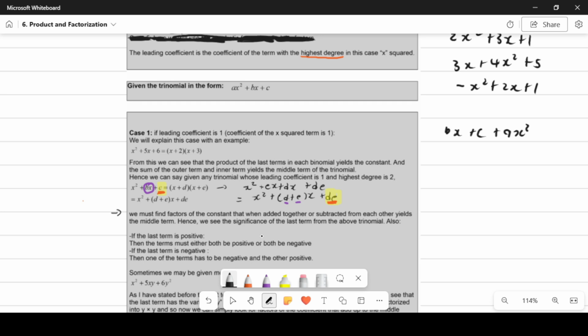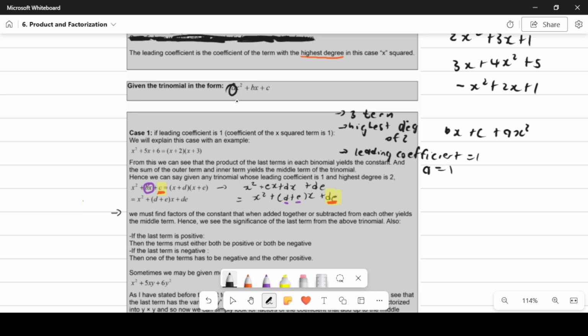Otherwise, all of the rules below it, everything that we discuss thereafter, will not apply. So, case 1: if the leading coefficient is 1, the coefficient of the x squared term is 1, then we can apply these rules. In order for us to utilize the techniques in case 1, we need to have three terms, the highest degree of these terms being 2, and lastly, the leading coefficient is equal to 1. In other words, a is equal to 1.